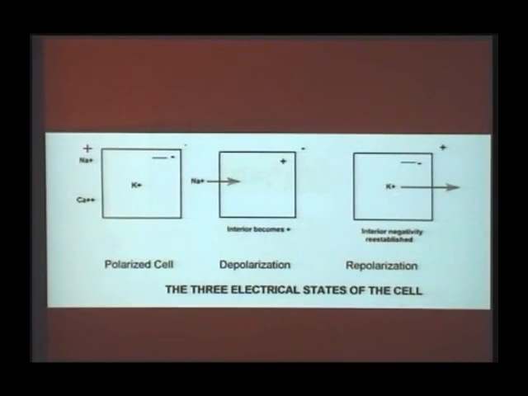What is the original polarized state? Outside of the cell is positive. So from inside positive, now the positive ions move out of the cell. In depolarization, positive ions came inside the cell, so the inside became positive. Now to go back to the original outside positivity, the positive ions should move out of the cell. Once the positive ions move out of the cell, the original outside positivity is restored and you have negative inside.